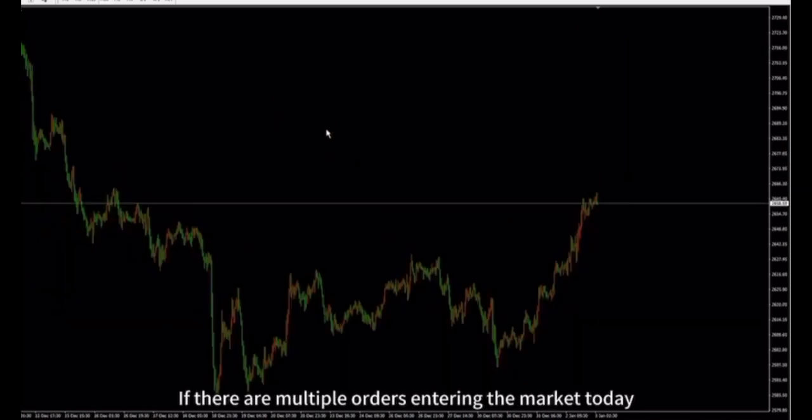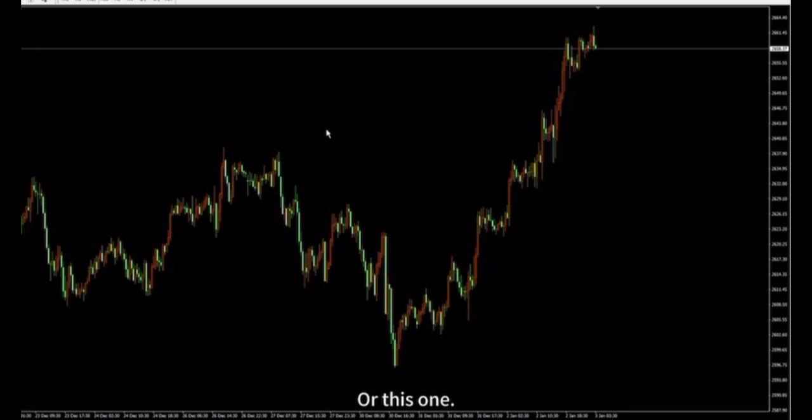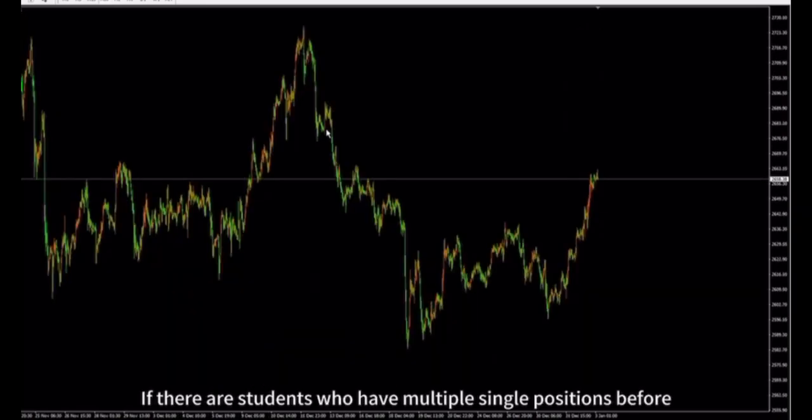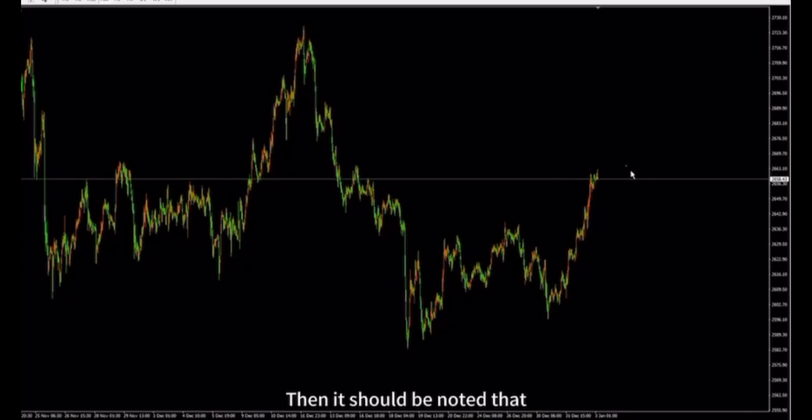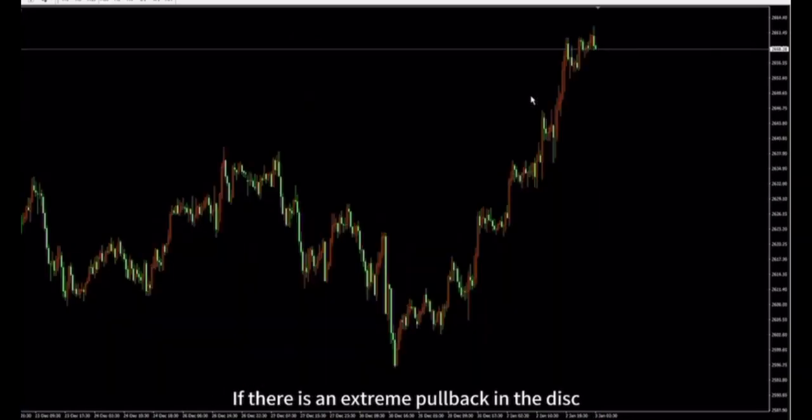Then there's another point. If you enter long orders today, or if you have held long positions before, note that if the next wave of this pull-up is urgent, with no relative adjustment, and the price keeps rushing up, it may foreshadow the end of the bull market. In such a sharp rise, you have to keep an eye on the market. If an extreme pullback appears, you have to be timely: take profit and leave the market.